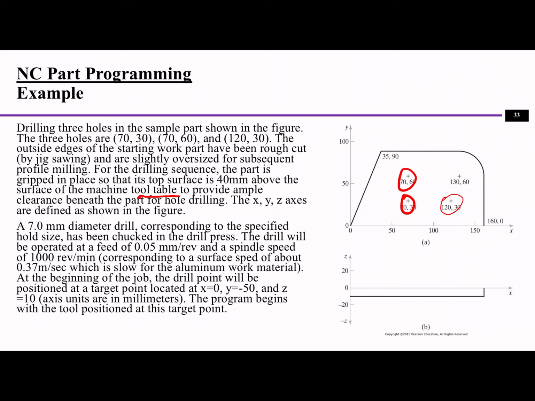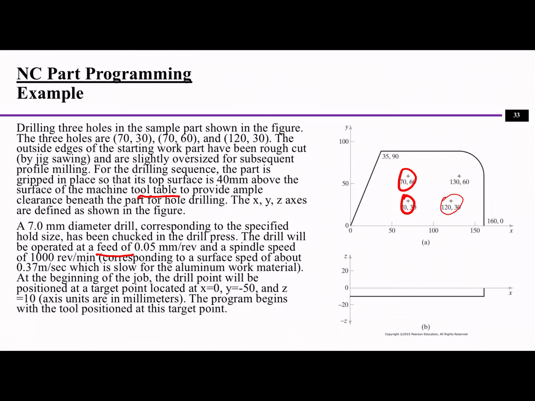A 7 millimeter diameter drill corresponding to the specified hole size has been chucked in the drill press. The drill will be operated at a drilling feed of 0.05 millimeter per revolution and a spindle speed of 1,000 revolutions per minute.